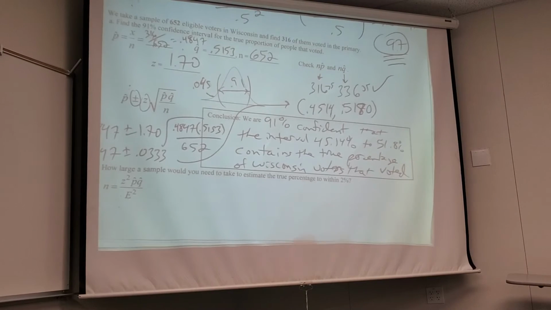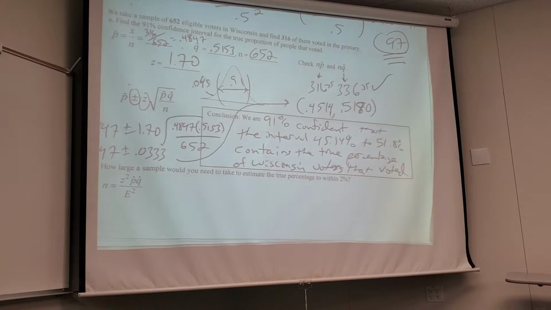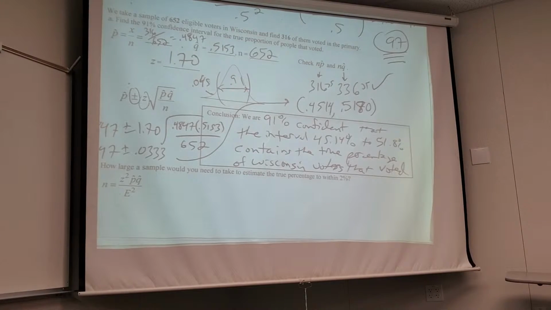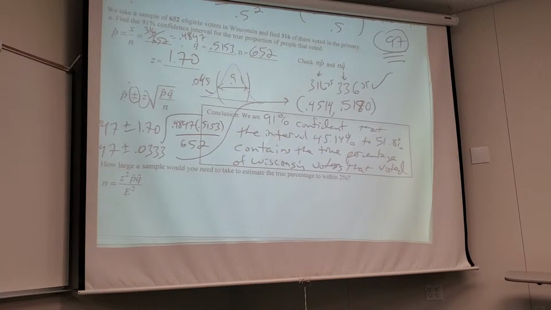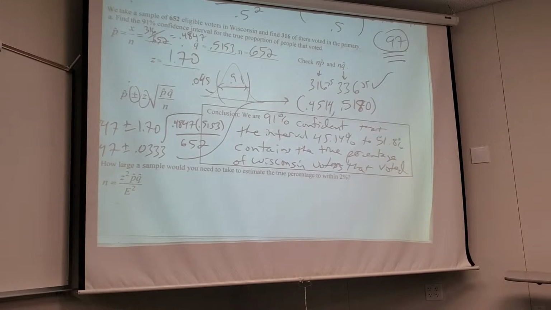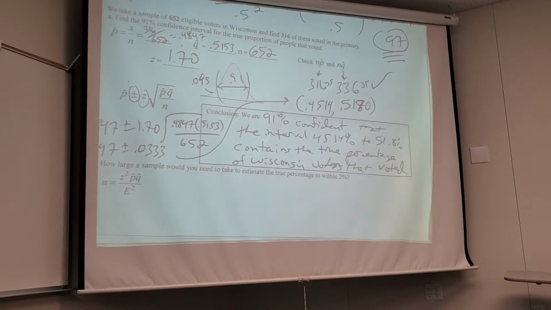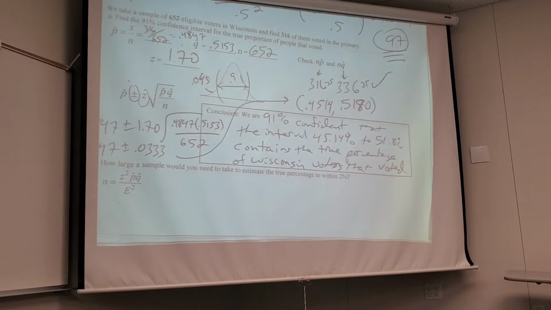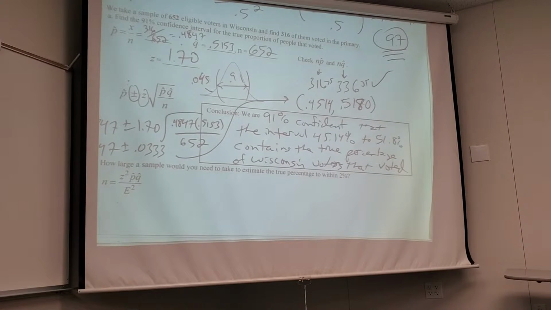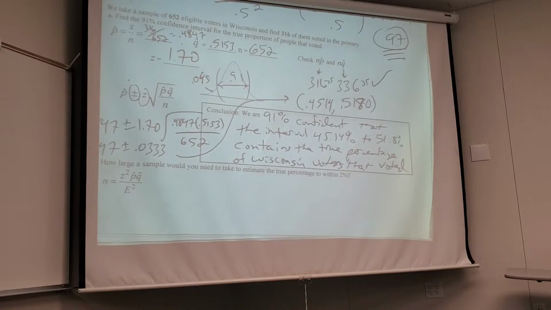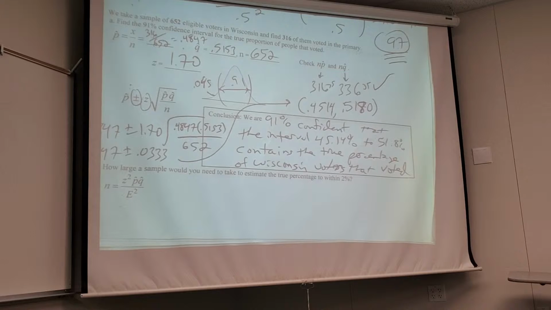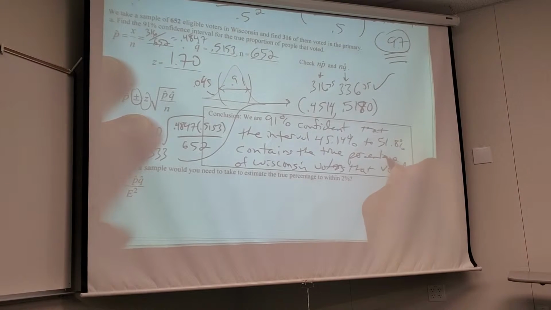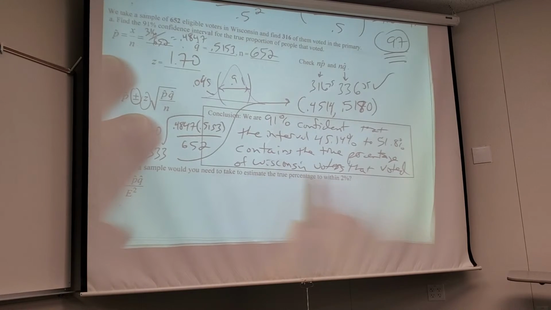So you have to reference the physical situation that the problem is in. You can't analyze data and say 70% confidence 2 to 7. So again, 2 to 7 is what? What are you talking about? What is that word? True percentage. The true percentage of Wisconsin voters that voted.